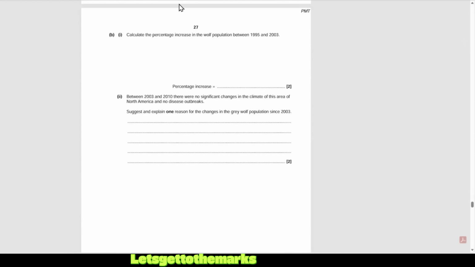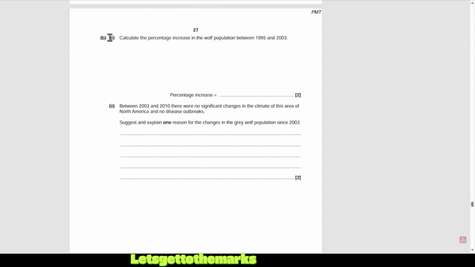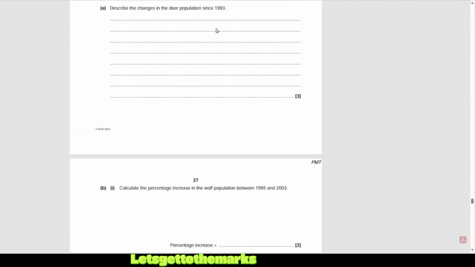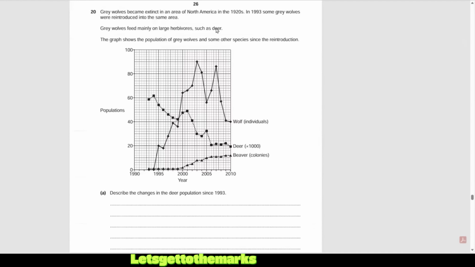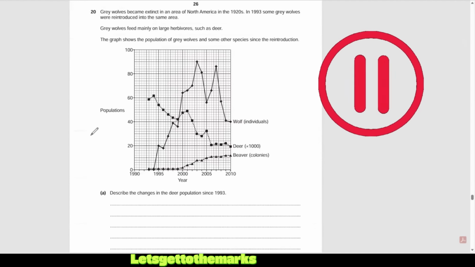Let's move on. The question is B1. Calculate the percentage increase in the wolf population between 1995 and 2003. So we want a percentage increase here. Let's go up and look at the data. And for 1995 and 2003, the wolf population, what I suggest is you pause the video, have a go, and then I'll go through the answers.